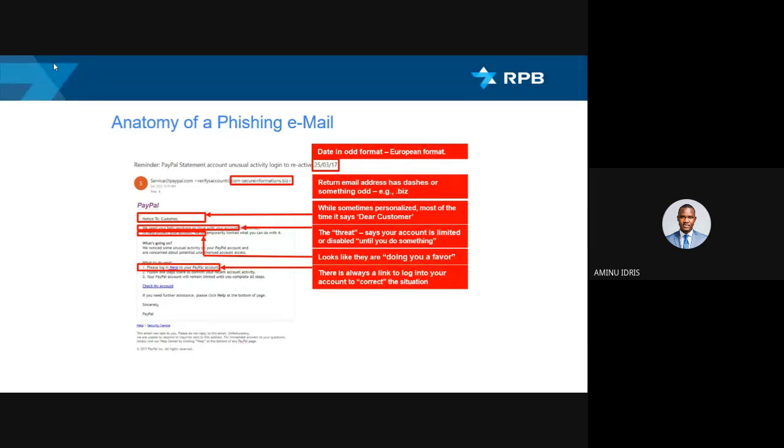Another important thing is, please log in here to your PayPal account. Like I said, in every phishing email, there is always a link.